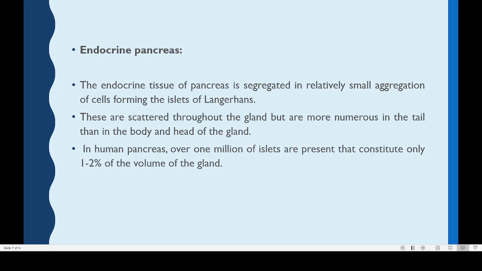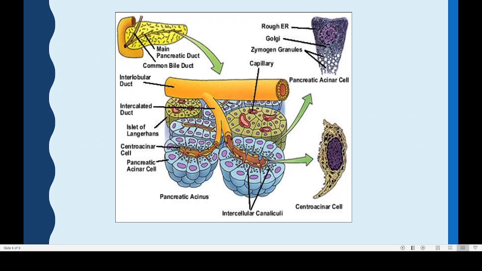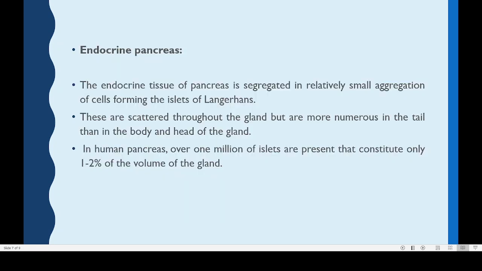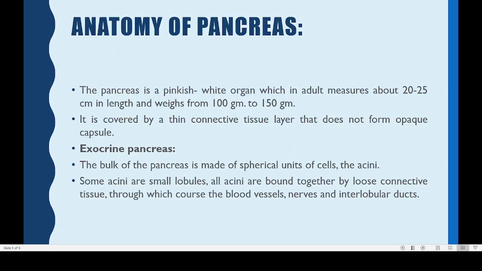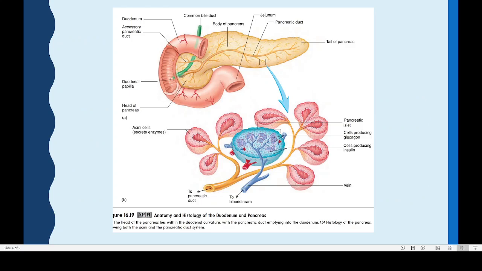So in a human pancreas, over 1 million or 10 lakhs of islets are present, and that constitutes only 1% or 2% of the total volume of the pancreas. So even though the pancreas is a big gland, the endocrine region, which is concerned with producing insulin as well as glucagon, is occupying only 2%. 98% of this gland is actually formed of exocrine. Only 2% is endocrine in nature.